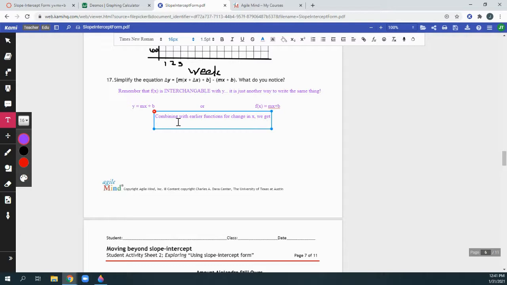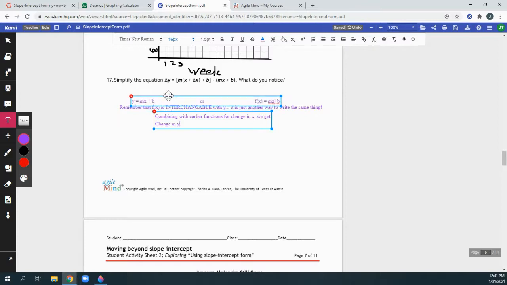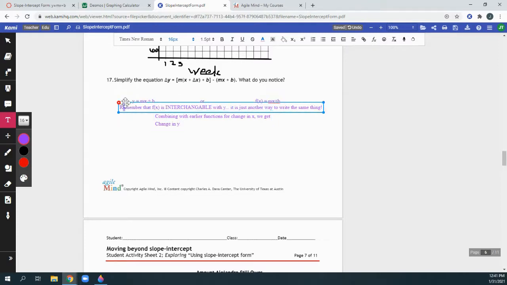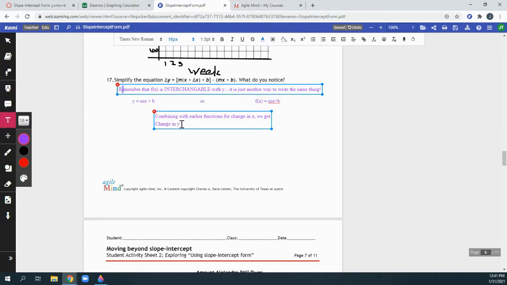We get change in y. I'm going to type change in y instead of this, delta, because delta means change. Okay, that's going to be an important thing to note as time goes by. So change in y equals times x plus change in x.